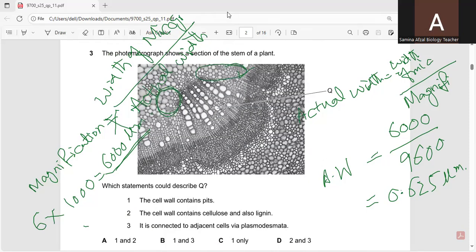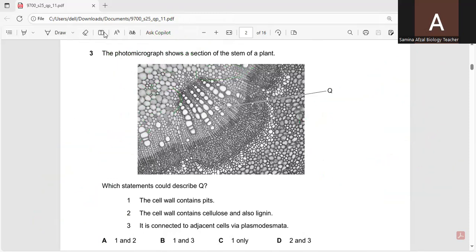Now I'm moving towards question number 3. The question number 3 is, the photomicrograph shows a section of the stem of a plant. Which statements could describe it? And you can see this tube is the xylem cell. So the cell wall contains pits.